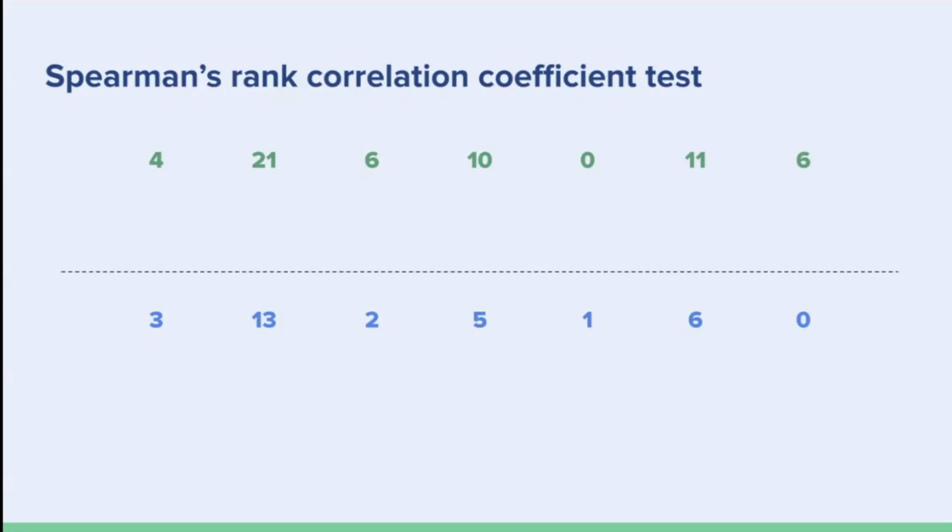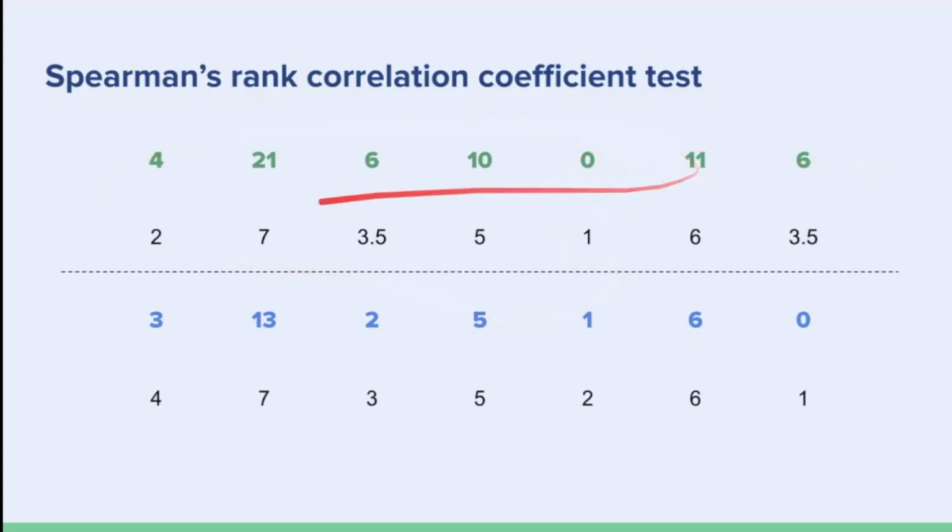What you do is you write it all out. So here, for example, we have these numbers, and you would rank them 1 to 7 in this case, since there are 7 of them, in terms of how big they are. In this top set, 0 is the lowest, so it's 1. 4 is the second lowest, so it's 2. 6, there are 2 6s, so that'll be 3 and 4, so we average those, that'll be 3.5. Then 10 is 5, 11 is 6, 21 is 7.